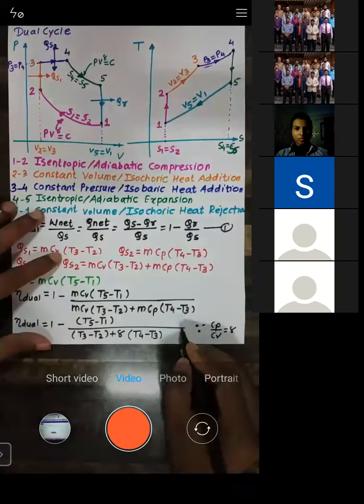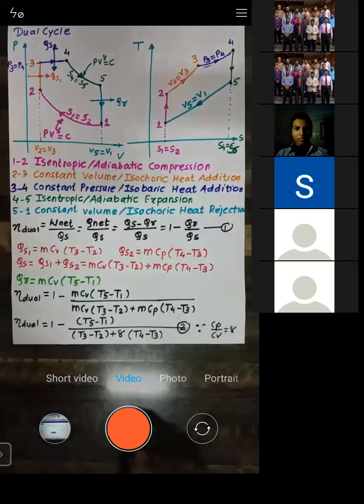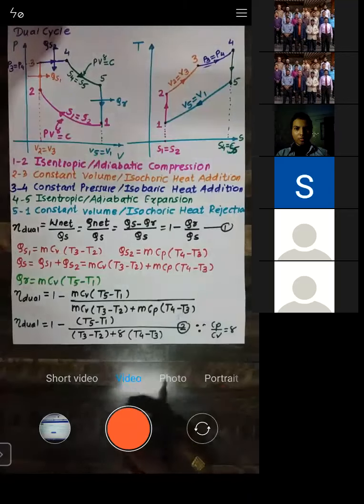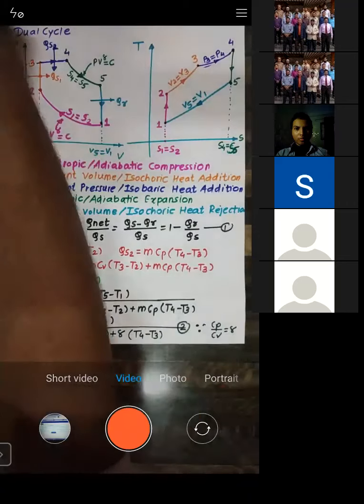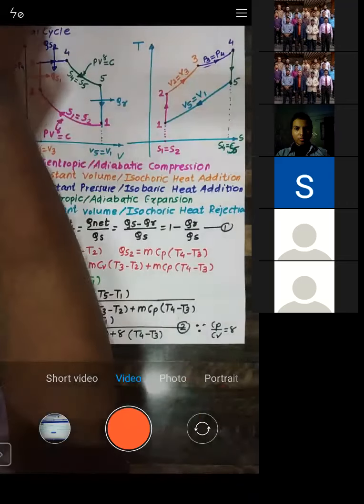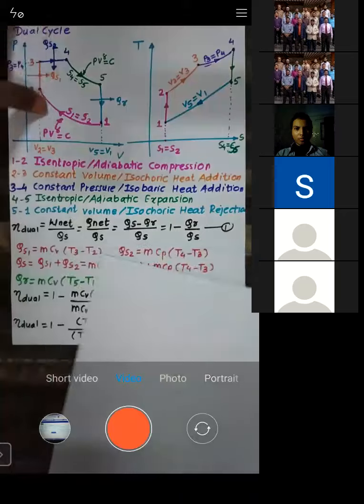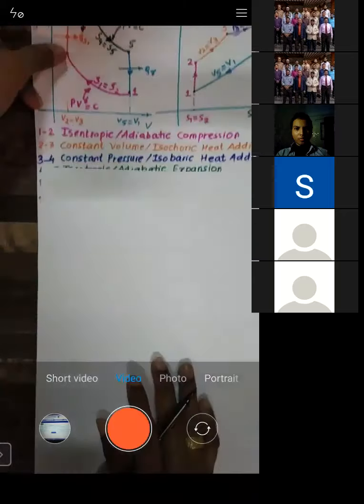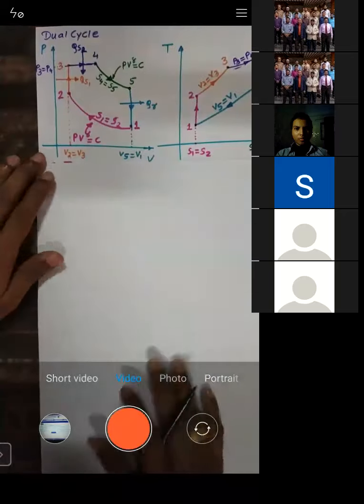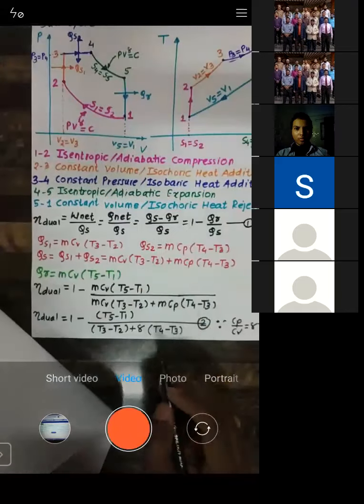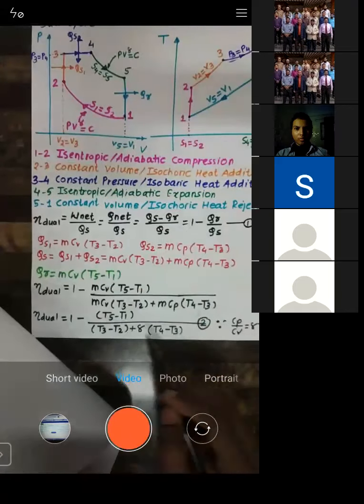Okay, so let us call this equation number 2. So we have derived the basic expression for the efficiency in terms of temperature. Now let us move ahead. Now what I want is a simplified equation, because this is in terms of all temperatures.